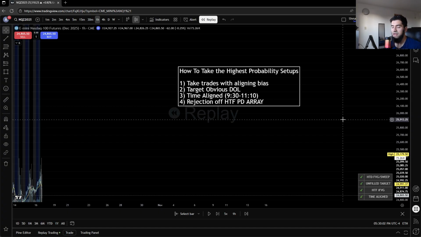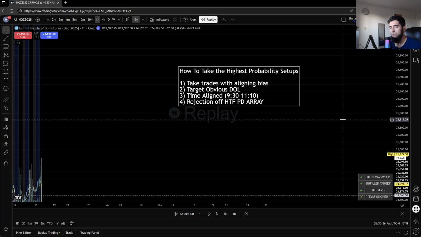Then obviously you need to have obvious draws on liquidity. You want obvious highs and lows, obvious fair value gaps that are unfilled and untapped. Those are still left, so these are very clear draws on liquidity for you to target. And now you also have to align time with it, anywhere from 9:30 to 11:10. Or if you want to trade the PM session, you can go into that. Just have one session. You don't want to trade every single session, because yes, this strategy works literally at any point, at any session. But the highest probability setups are usually in the morning.